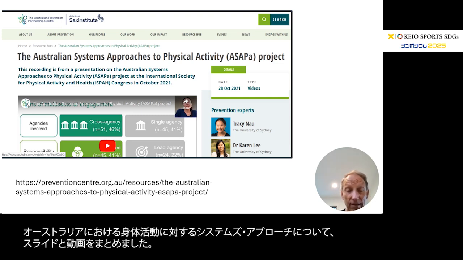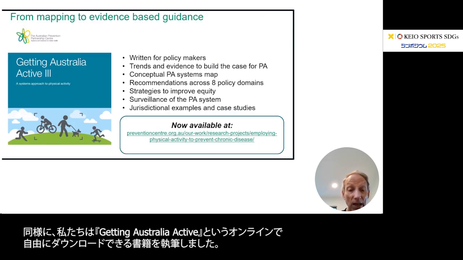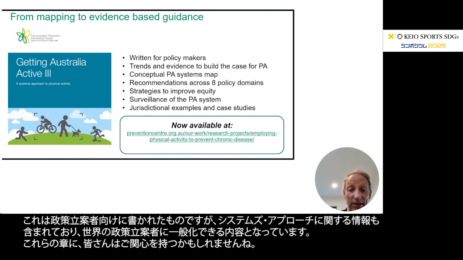We have put together some slides and videos in Australia of the Australian systems approaches to physical activity, and I just include this slide if you want to follow up and look at more information. Similarly, we have written a book online which is freely downloadable called Getting Australia Active, which is written for policymakers but has information about systems approaches that are generalizable to policymakers everywhere. Those chapters may be of interest.